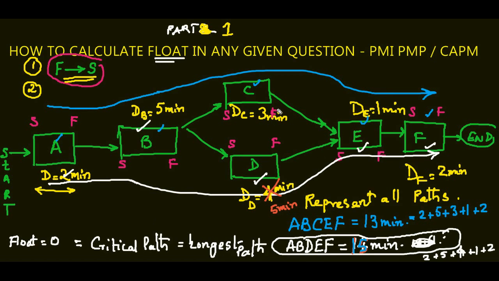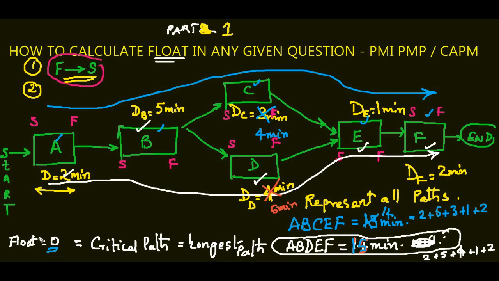And let's assume we change this, it took me 1 more day. For some reason it took me 1 more day. Still, A, B, C, E, F becomes 14. Still it does not affect the longest path. So now A, B, D, E, F is called the longest path, that is the critical path. And here remember, float is 0.